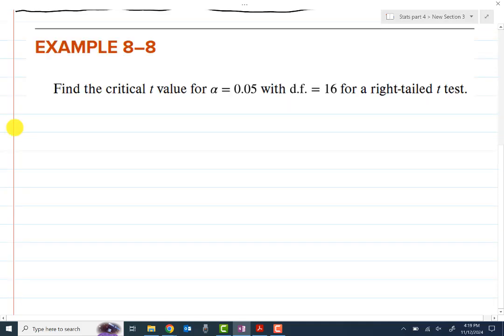All right, so here we have an alpha level. We have the degrees of freedom. I'll talk about what those mean in just a minute. And we have a right-tailed t-test. So all these things are important. The alpha level is important. The degrees of freedom are important. And whether it's a one or a two-tailed test will be important. So let me go ahead and pull up the table and see if I can find this out. I'm going to look where degrees of freedom is 16 and alpha is 0.05, one-tailed test.